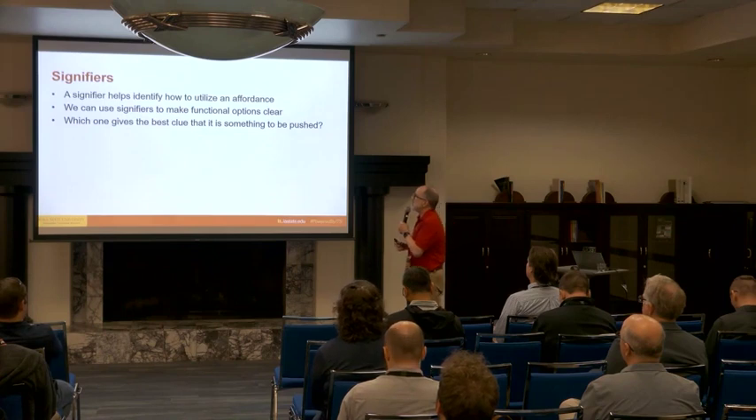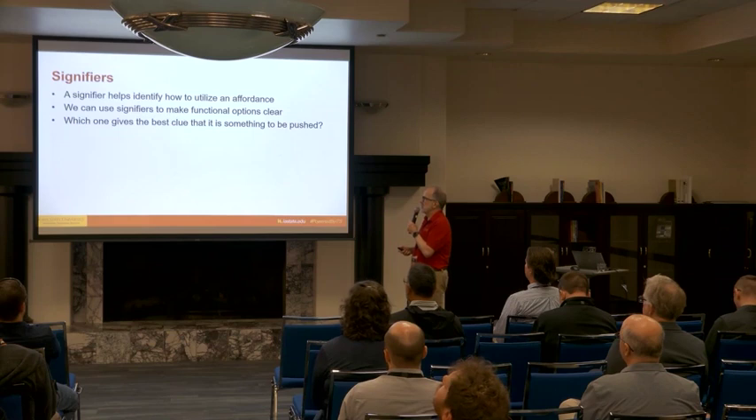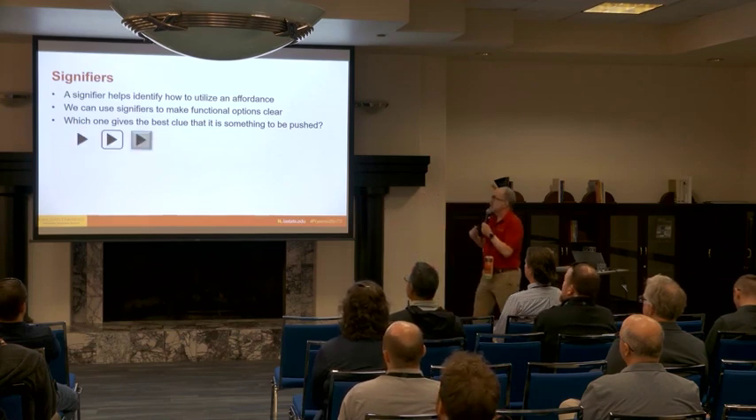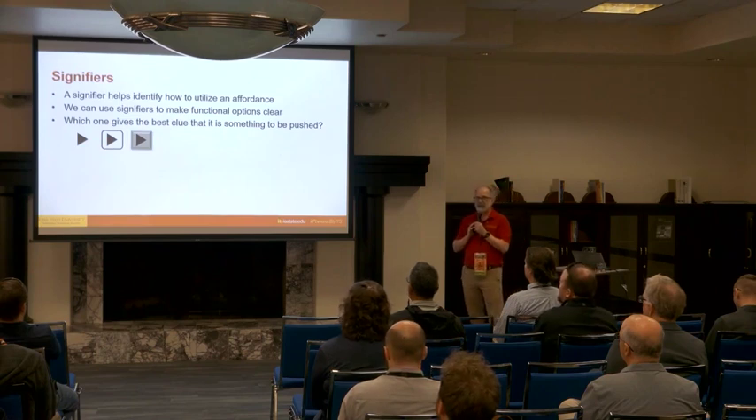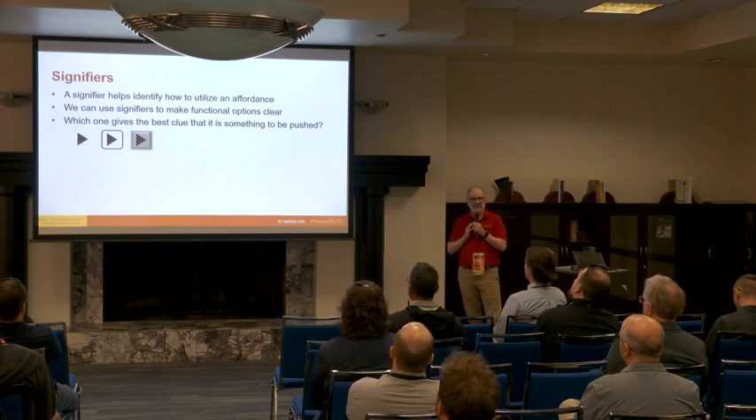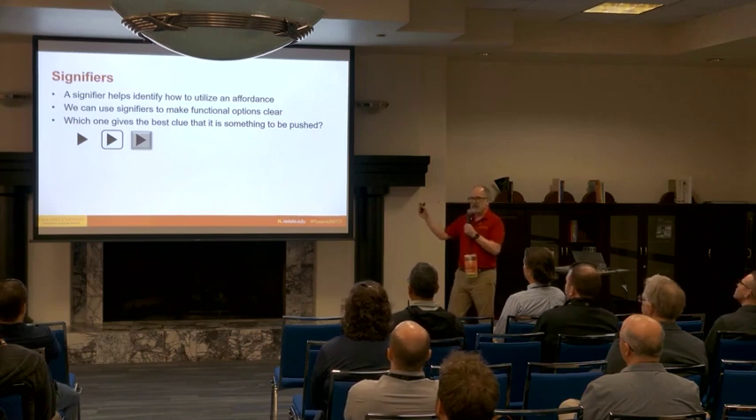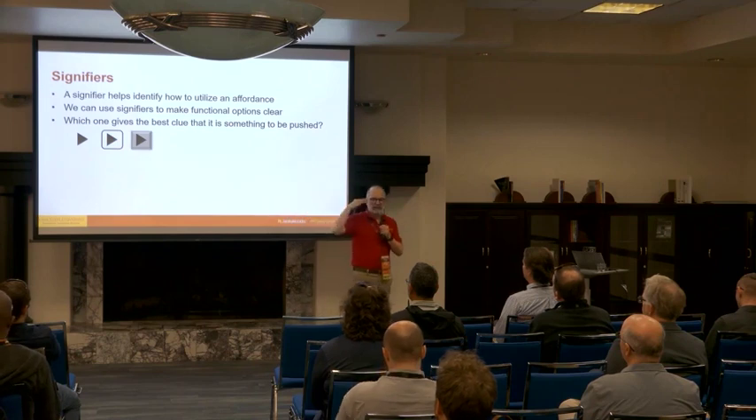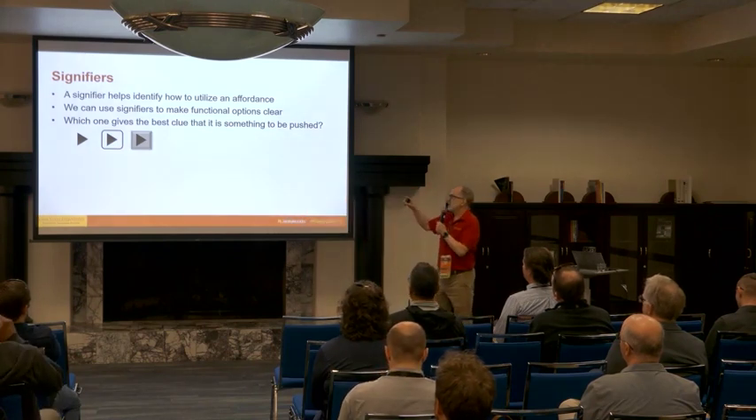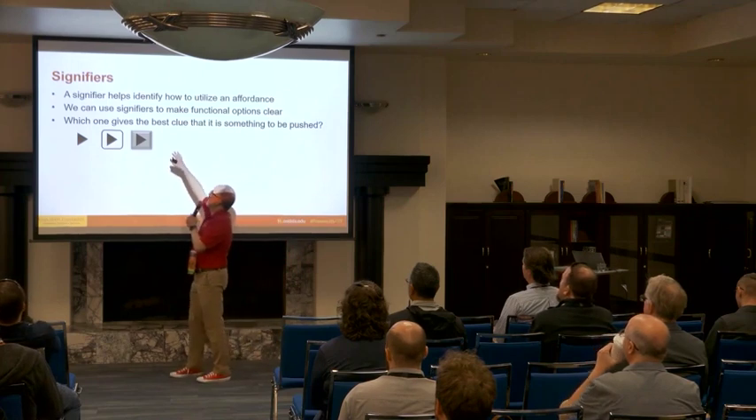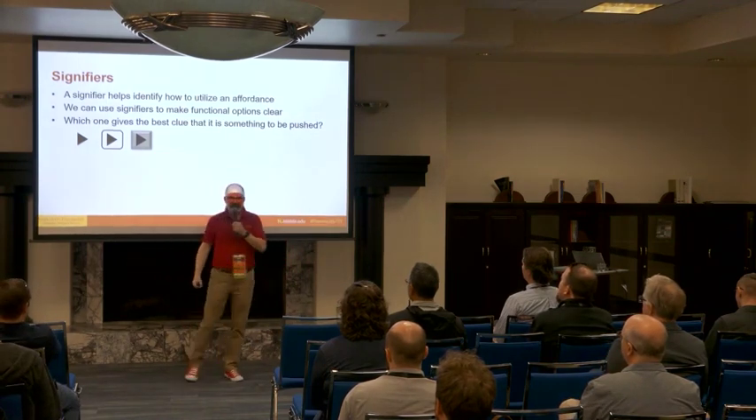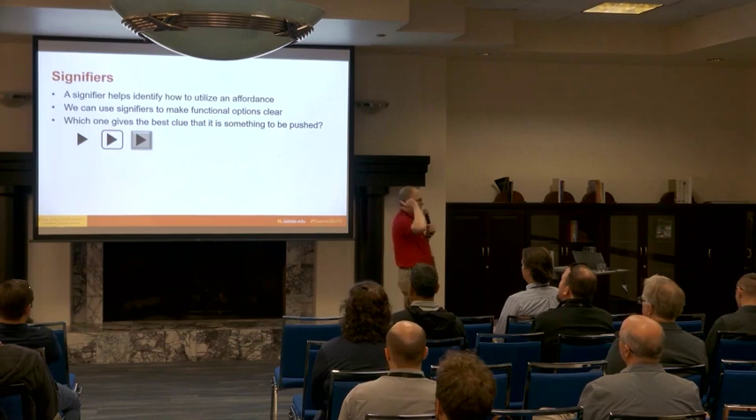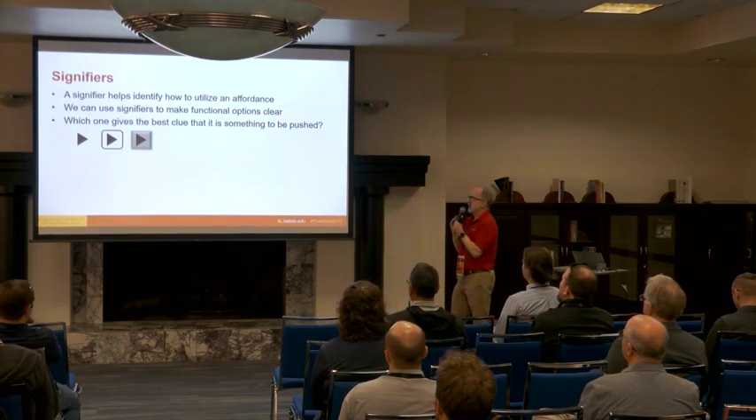So here's an example. Which one of these gives you the best clue that it is something to be pushed? All right, so here we go. Of those three things, just at first glance, which one gives you the best clue that it's something that can be pushed? The one on the far right. You get that raised sense. You get the sense that there's actually a button that can be pushed there, from experiential things. So the shape and aspect of this gives you an affordance, or a signifier. Got to keep my terminology correct. That is something that can be pushed.